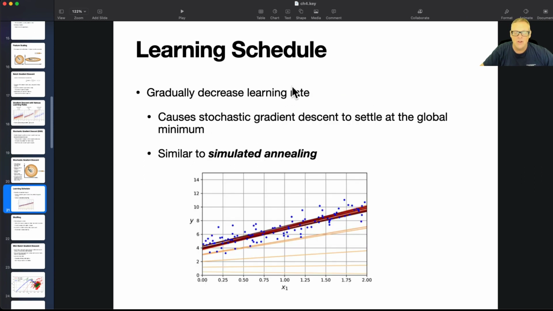Now, you have a learning schedule, and so what you might do is start with a big hop size, fast learning rate, and then slow it down, and then it will tend to settle down. And that's essentially what simulated annealing is. Annealing is a metallurgy concept. You've probably seen this in these martial arts movies. They make these swords, and they heat them up and pound them and cool them, and then heat them up and cool them, and go through many cycles of that to make the steel really strong.